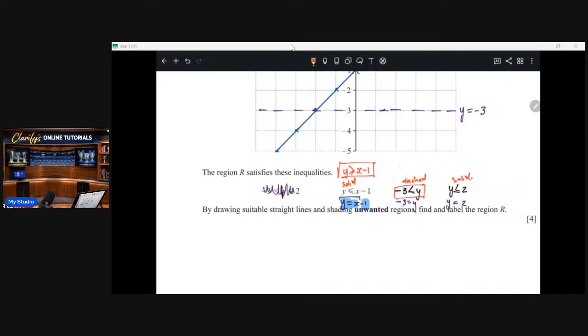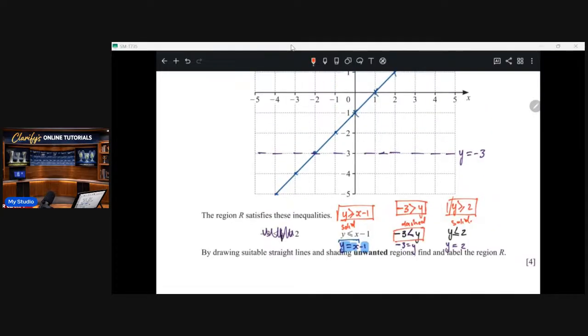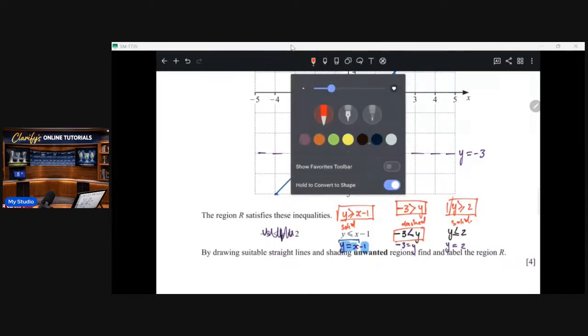So this is going to be y less than. Okay, it will be now -3. Then the crocodile is facing it, which means y is now less than. This is the unwanted region. Then here y is less than or equal to 2. It becomes y is greater than or equal to 2. This is the new one.